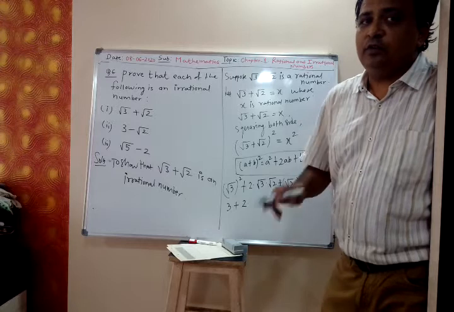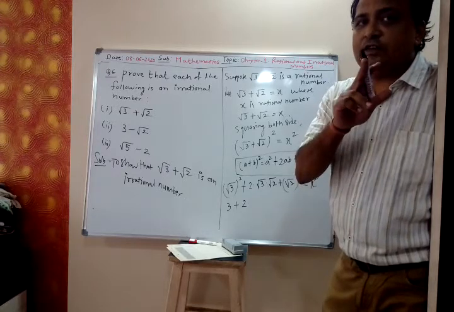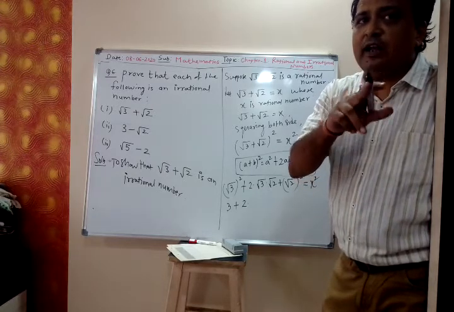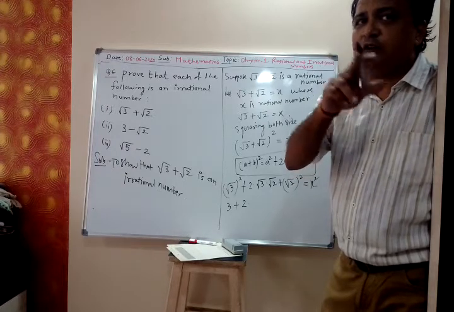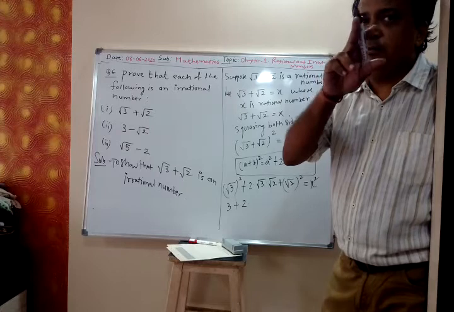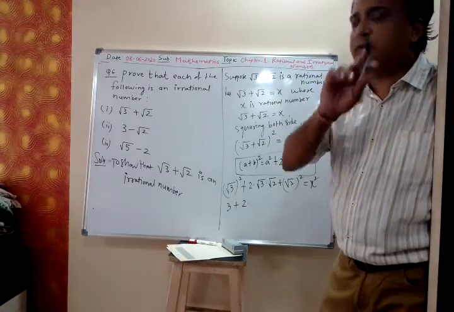Yes, I have told you. Root 6. We cannot add root a and root b. We cannot subtract root a and root b. But we can multiply and divide root a and root b.